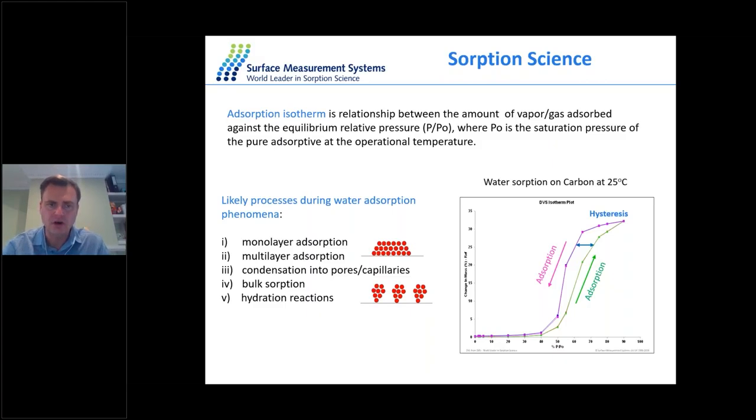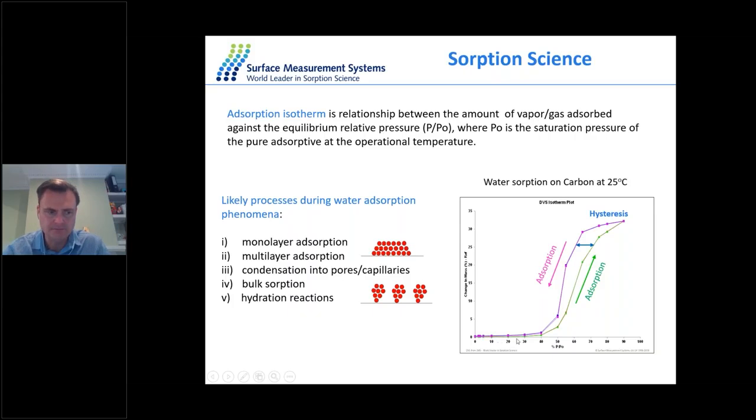The interaction of a solid or MOFs with a vapor molecule can be described by the adsorption isotherms. The adsorption isotherm is basically a relationship between the amount of vapor or gas adsorbed at different equilibrium pressures at a constant temperature. On the right-hand side, we have the picture of water adsorption isotherms on carbon at 25 degrees.